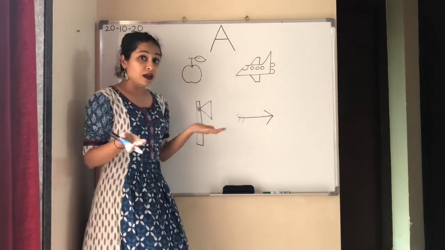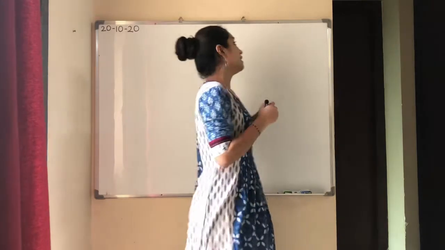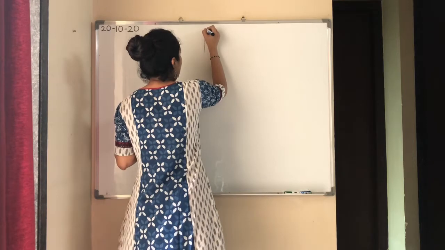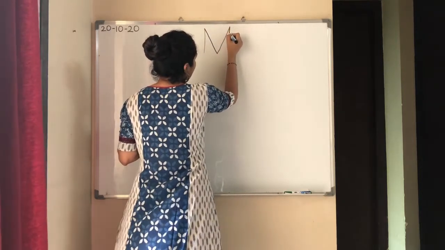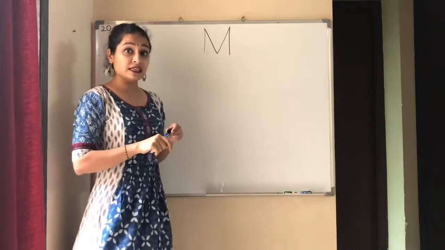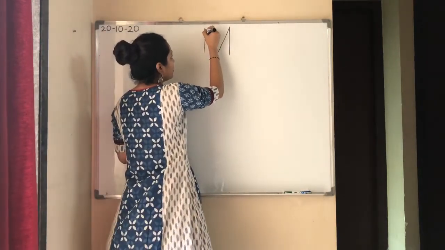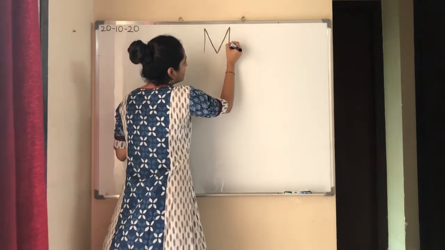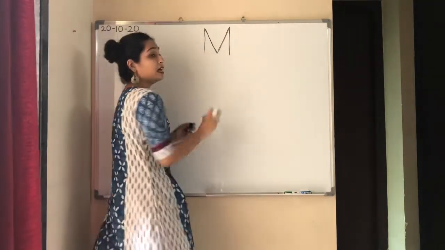Now we will learn the new letter. We are going to know which is that letter. Okay. That letter is letter M. Standing line up, slanting line down, slanting line up and standing line down. This is letter M. Which letter? M. You go up, standing line, come down, slanting line, go up, slanting line and come down, standing line.